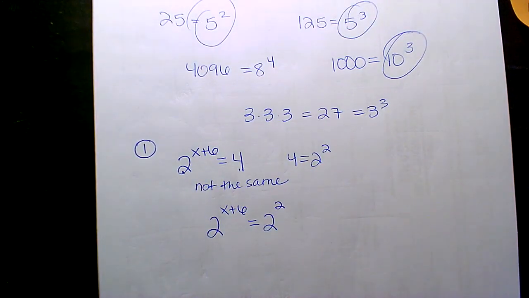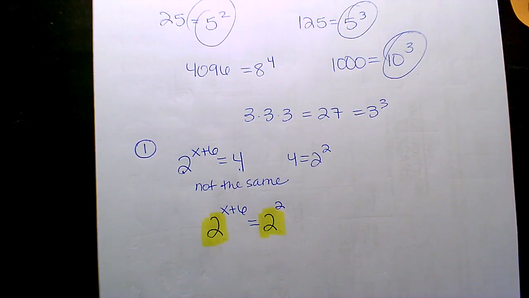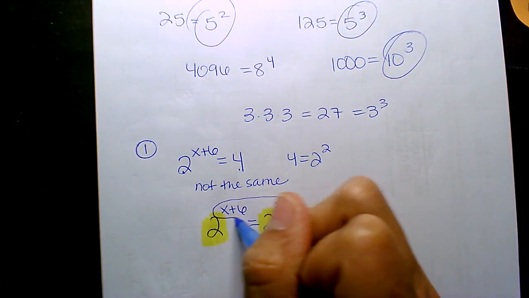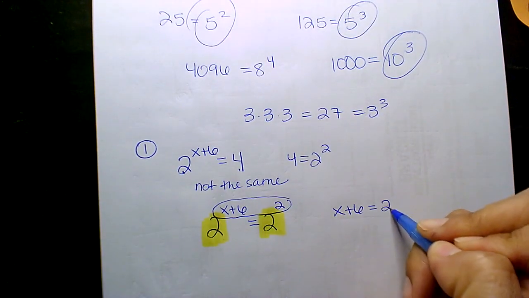And so now that my bases are the same, if your bases are equal, you get to create an equation off your exponents. What are they doing outside?